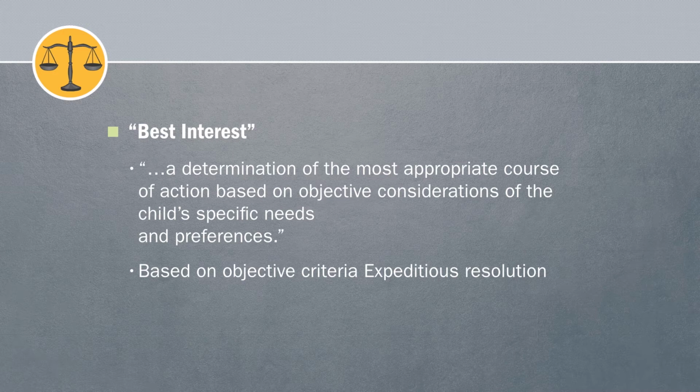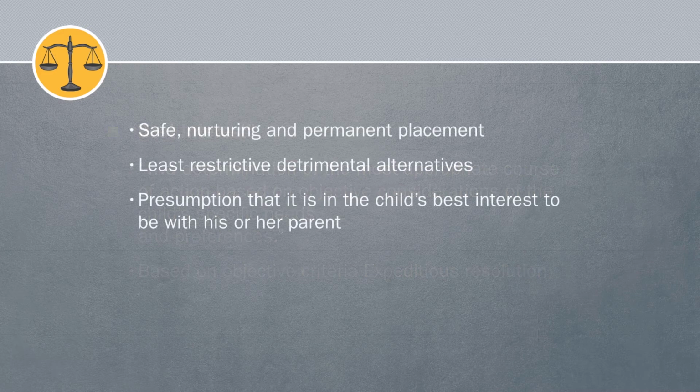The Guardian Ad Litem program rules define best interest in part as a determination of the most appropriate course of action based on objective considerations of the child's specific needs and preferences. The program rules go on to say that the determination should be based on objective criteria, which are set forth in the laws that are related to the purposes of the proceedings. The criteria should address the child's specific needs and preferences.